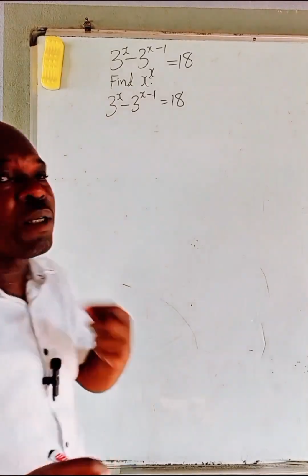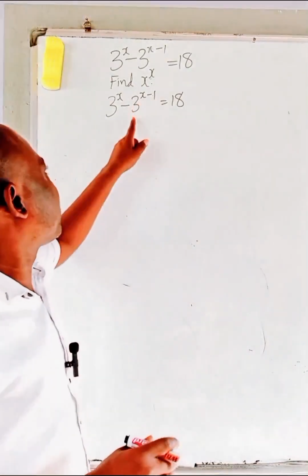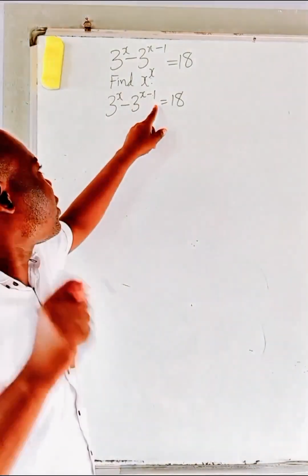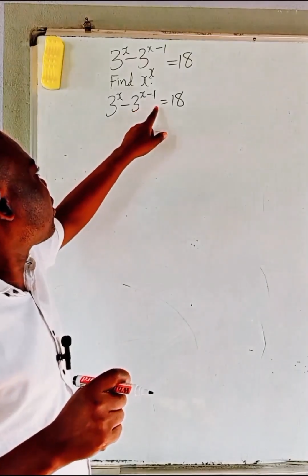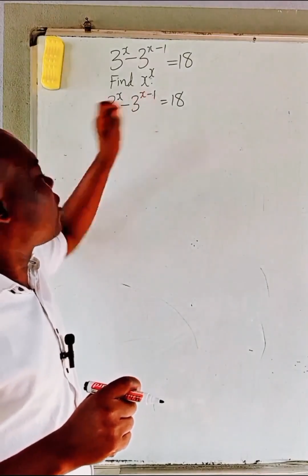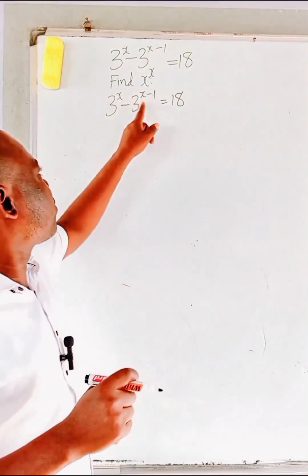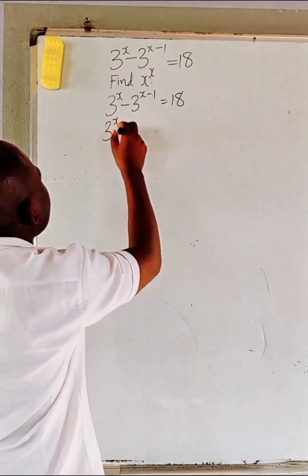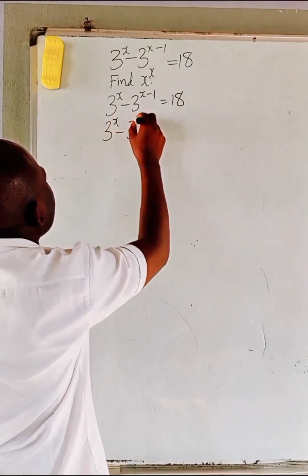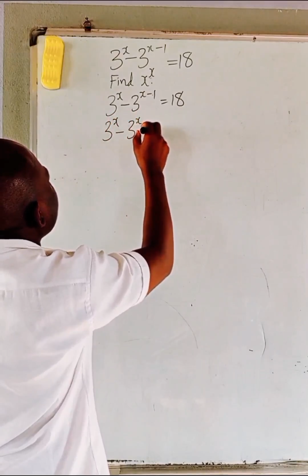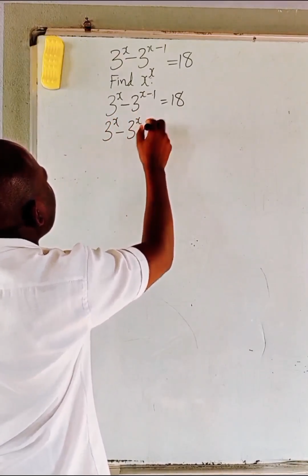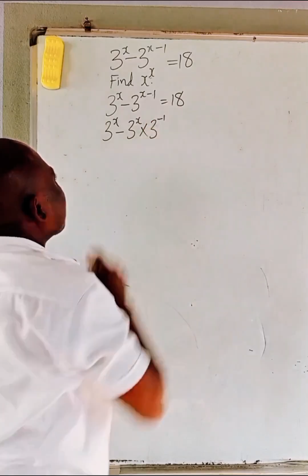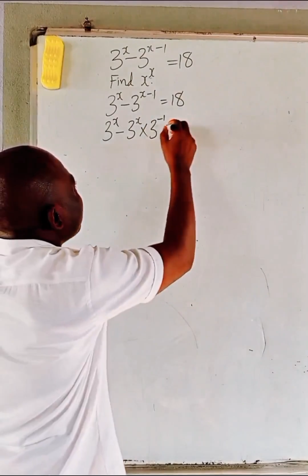For us to resolve this, we have to separate this. According to the rule of multiplication of indices, when you have indices of the same base, you add their powers. So we separate this, and what we have becomes 3 raised to the power of x minus 3 raised to the power of x times, you can put a dot or use multiplication, 3 raised to the power of negative 1. Equate it to 18.